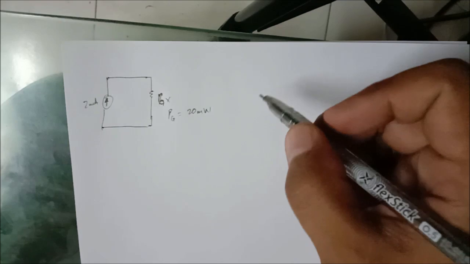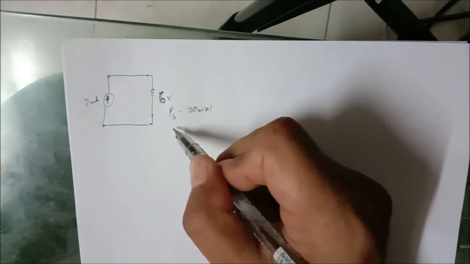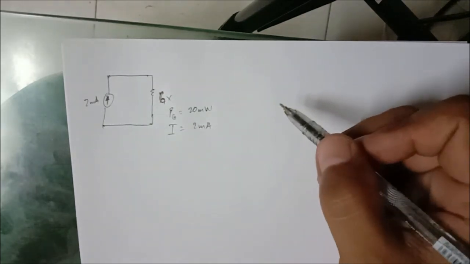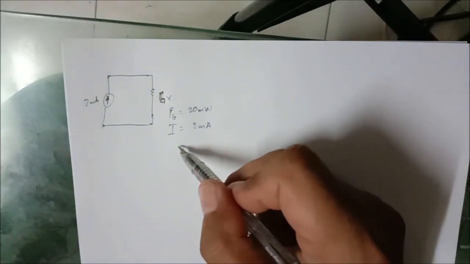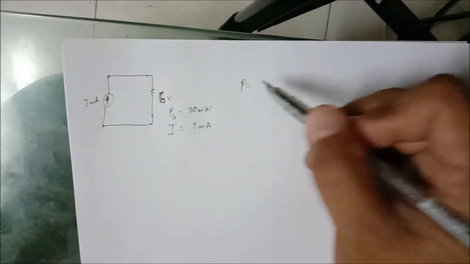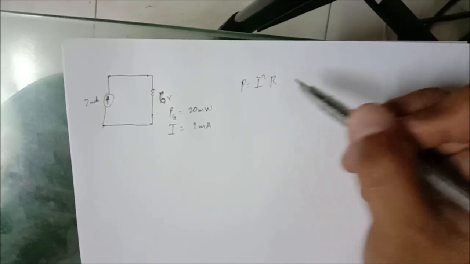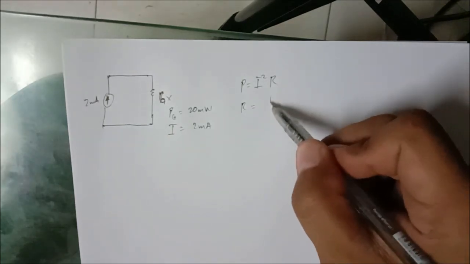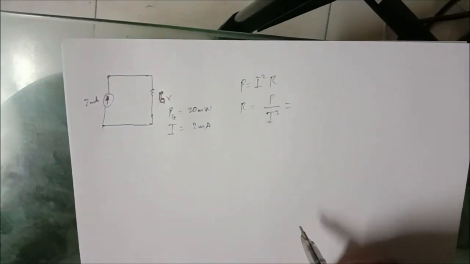So, para makuha natin si R of X, we have a given na power is 20 milliwatts and I is equal to 2 milliamperes. So, para makuha natin, power is equal to I squared R, or R is equal to P over I squared. Okay? So, ayan, makukuha na natin si R of X.